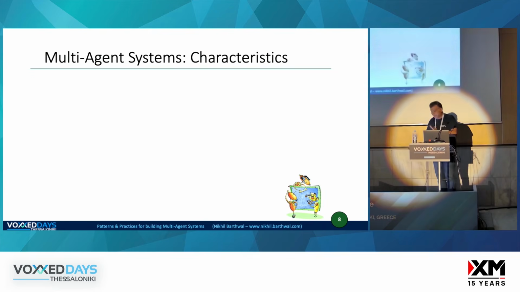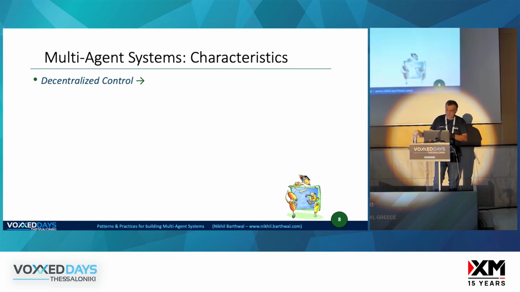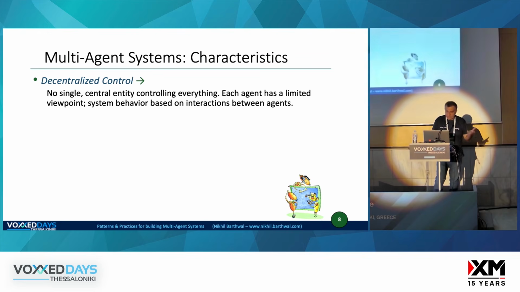Okay, so what are the characteristics of these agents? One of the characteristics is decentralized control. When we go into the architecture, we'll talk a little bit more about decentralized, but essentially, as the name suggests, there is no single controlling entity. Each agent has a limited viewpoint. Its behavior will depend on interaction with other agents. Those agents may not be part of the same system. I gave an example of vacation. My agent just deals with vacation, but in order to book hotels, it cannot do it on its own. It has to talk to other agents. Those agents are owned by the hotel or the travel agency or whatever.